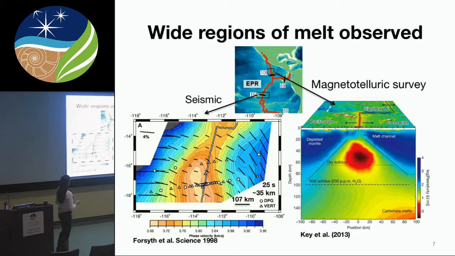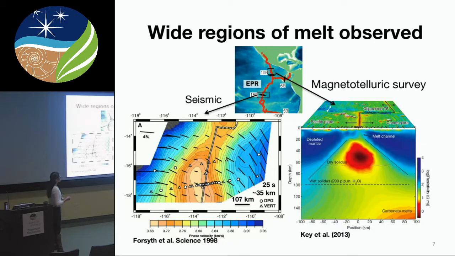So on the left here, you have a seismic survey. So really what it is showing us is that based on seismic observation, there's a really wide area of melt that's generated beneath the crust. So it's not just a few kilometers beneath the ridge. And it's not just by seismic evidence, it's also by magnetotelluric survey. So it's showing a really high conductivity area that is interpreted as a wide region of melt.